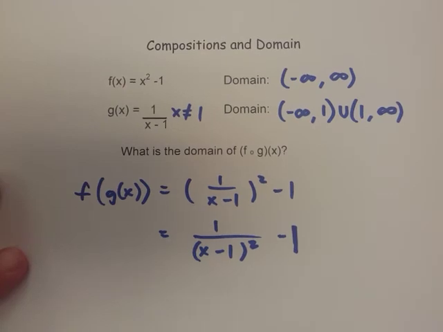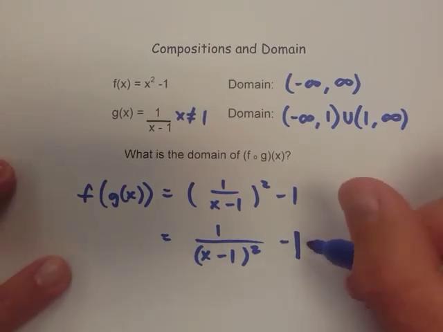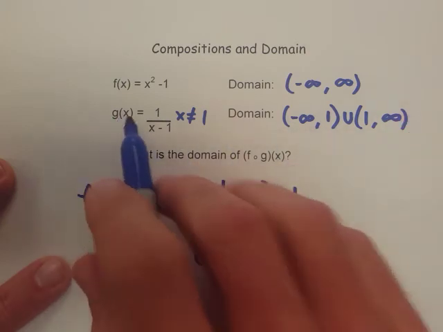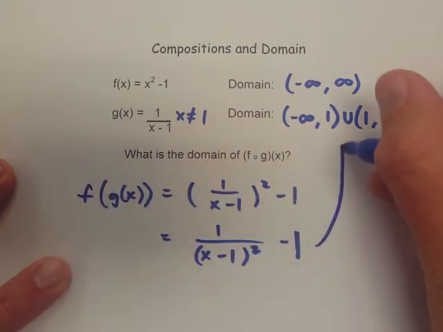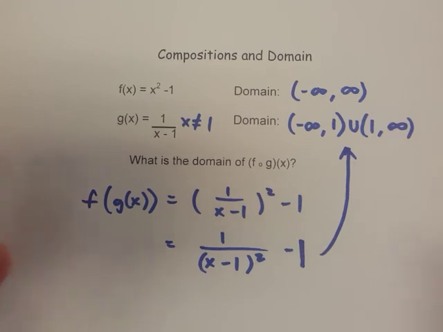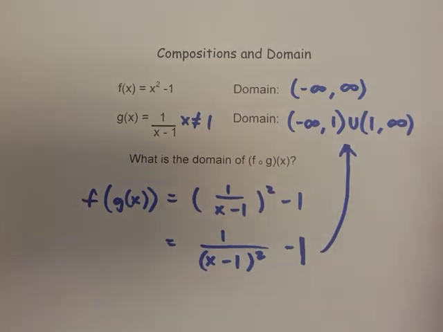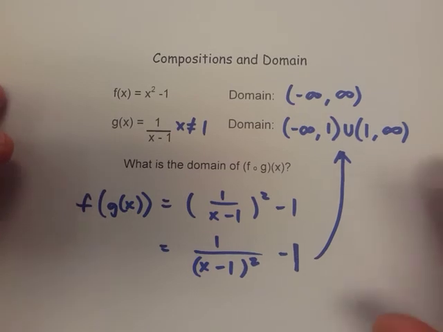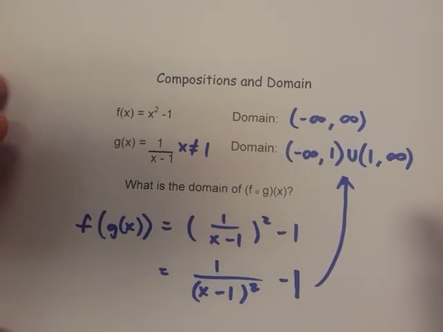Otherwise, we don't see any restrictions besides that, meaning that the domain of this one is actually going to be exactly the same as the domain of g of x up here. That doesn't mean it's the same graph, it just means that the restrictions are the same and the domain is the same. If we want to take a look at the graph, you could certainly graph that on your calculator and you will see some differences, but the domains end up being the same.